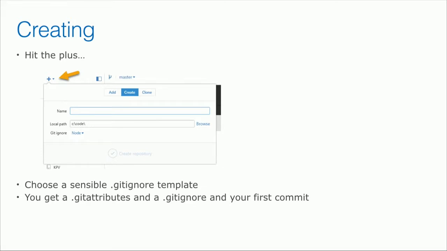Now, it is a good idea to choose that gitignore template here, something that makes sense, and it's also going to create for you a git attributes in this version, so you'll get those two files right out of the box. It doesn't automatically create the README like it does when you create it online, but that's fine.